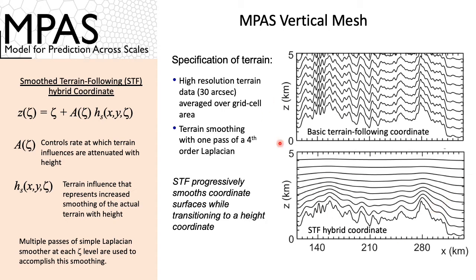So this is what MPAS uses, and the default is to relax to almost a constant height coordinate by about 15 kilometers in typical MPAS-A realizations and what we use for our defaults. And that's what you'll find when you run tests, for example, using MPAS-A out of the box, that kind of height coordinate.